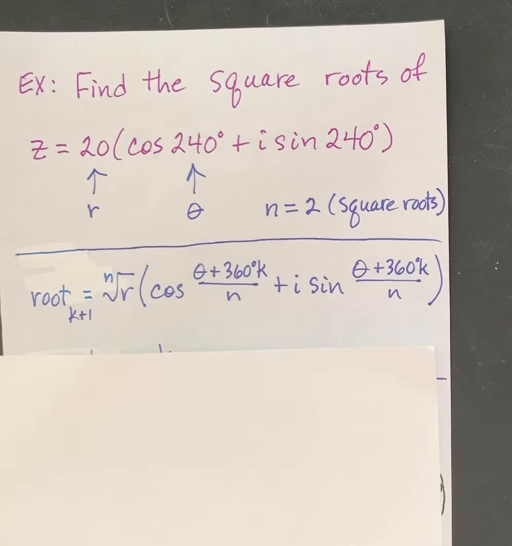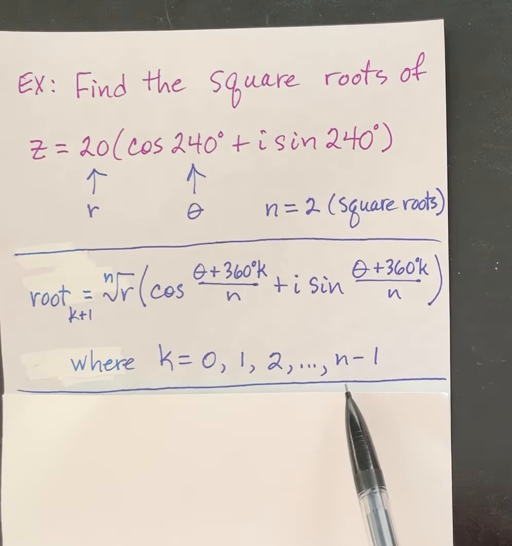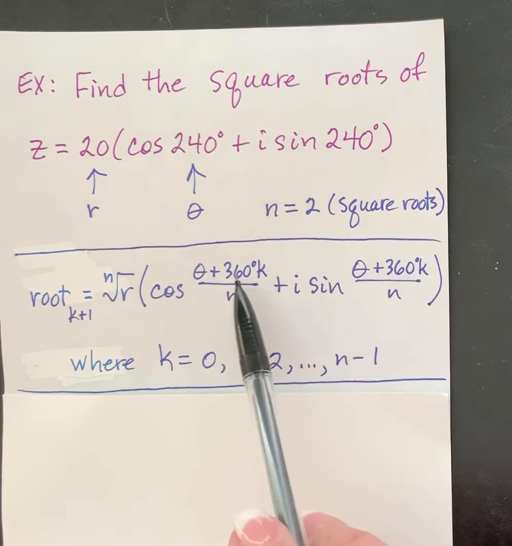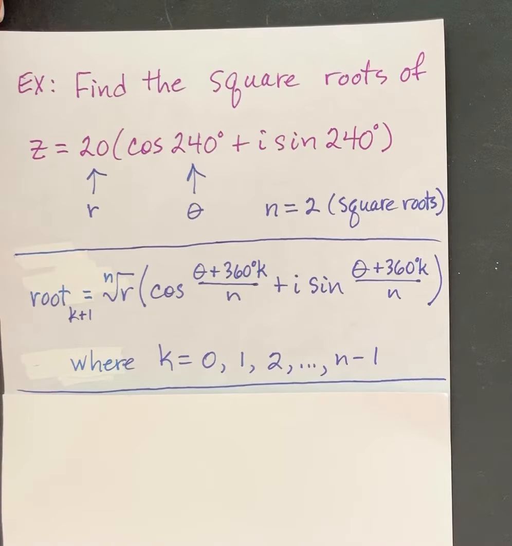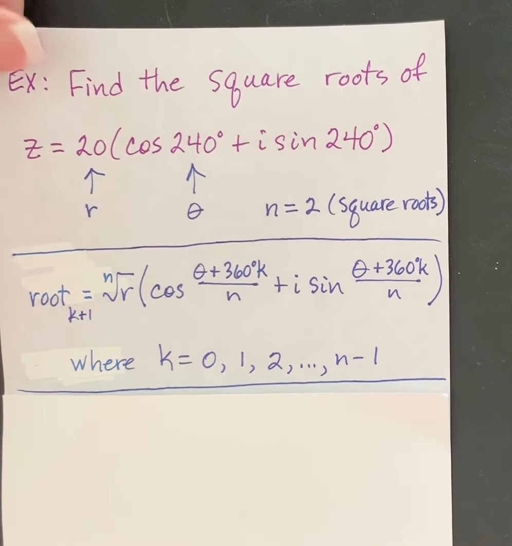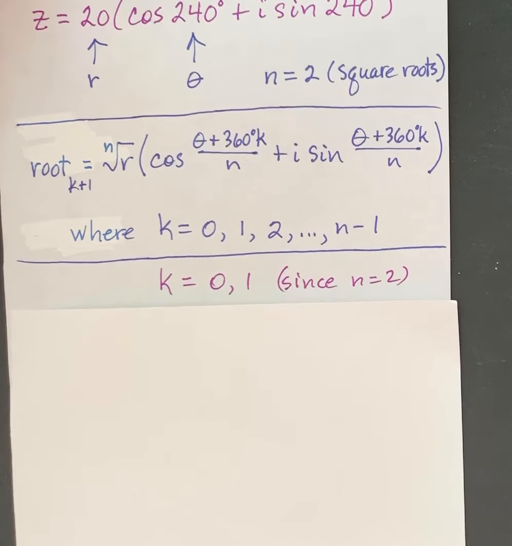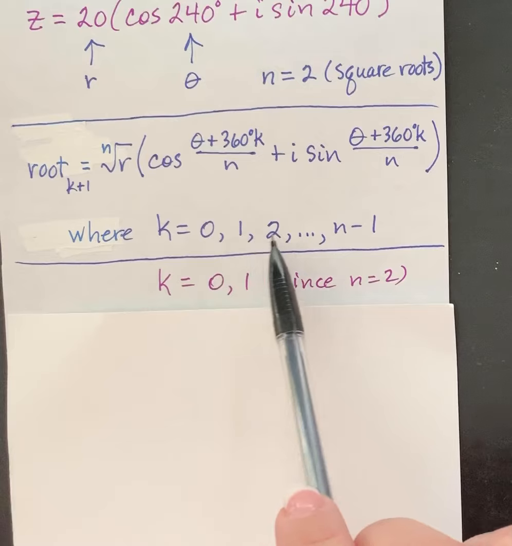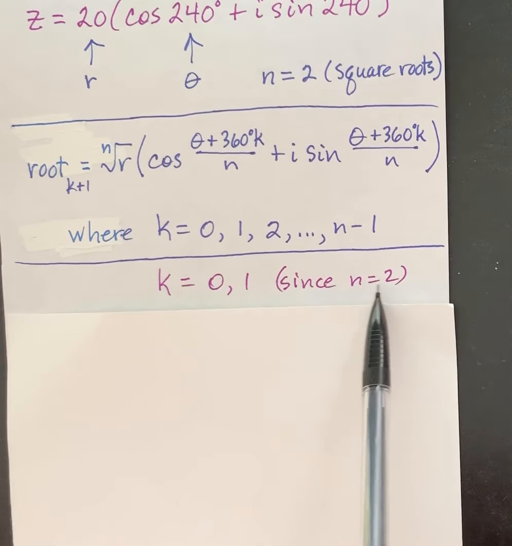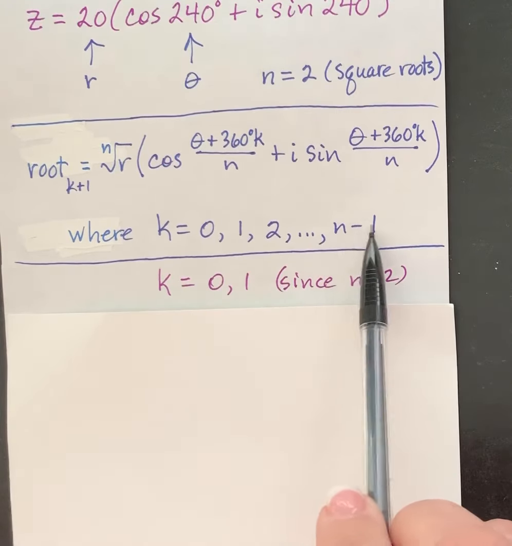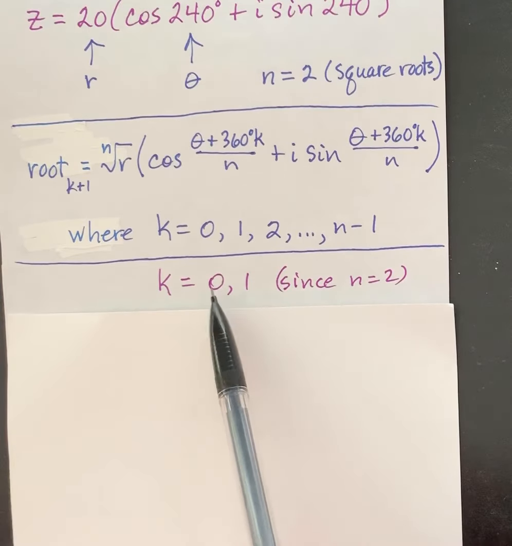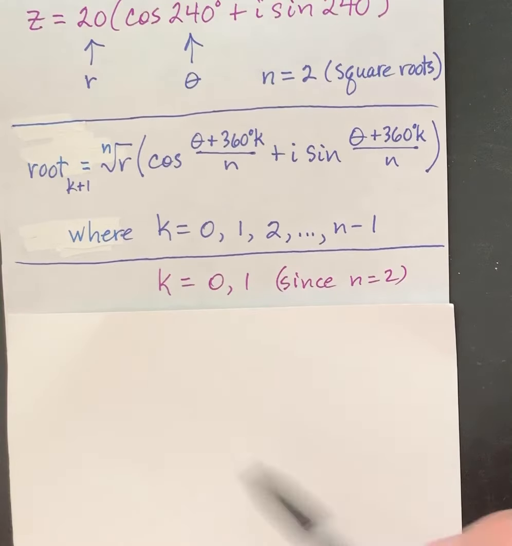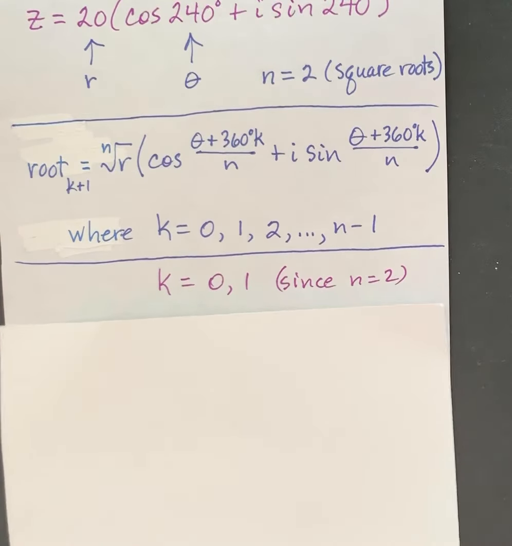So here's the version of that formula I was just showing you, but it's written in degrees. I've got 360 degrees there. Since the original problem was in degrees, we'll work this in degrees. Basically what we'll do is try the different values for k. K can be 0, 1, 2, all the way up to n minus 1. Since n is 2, 2 minus 1 is 1. So we're going to do k equals 0 and k equals 1. And that's going to give us 2 different roots. And since it's square roots, we know there'll be 2 of them.